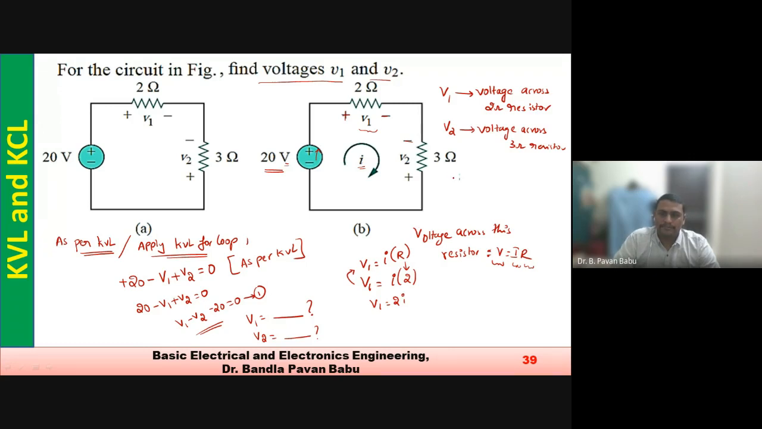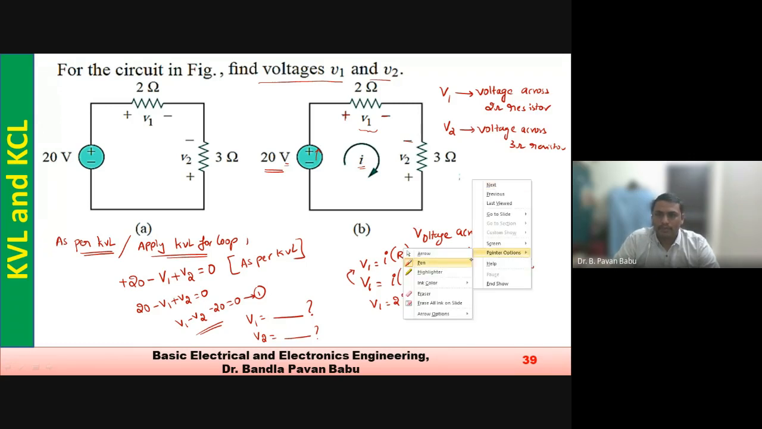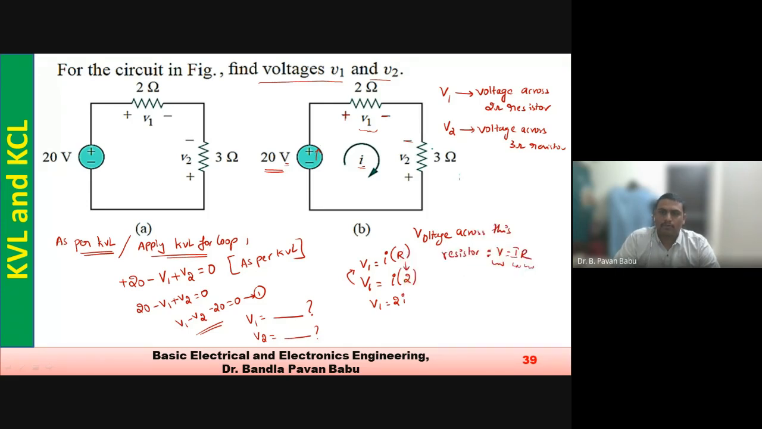And what about this 3 ohm resistor? What about this V2? So V2 equal to I into R. Again, what is the value of this R? 3. So V2 equal to I into 3, so V2 equal to 3 into I. Let it be equation 2. So these two I can combinedly say as equation 2, and this is equation 1.